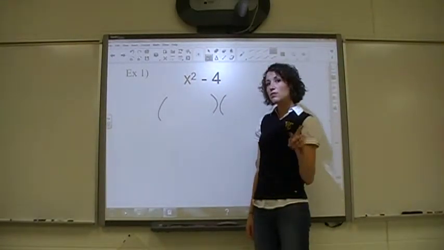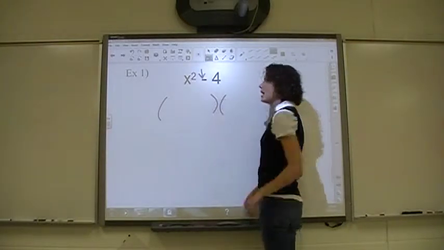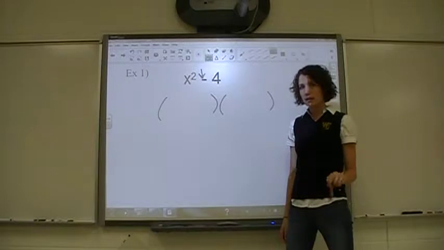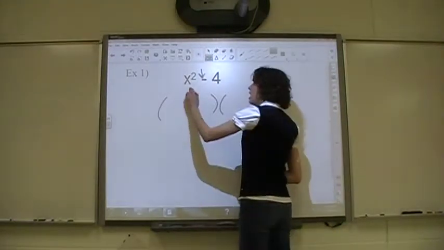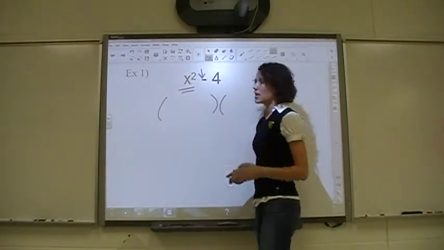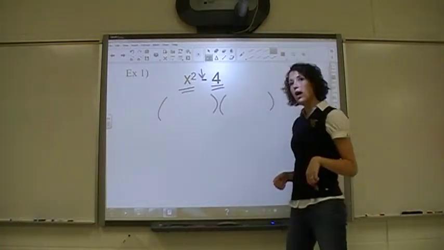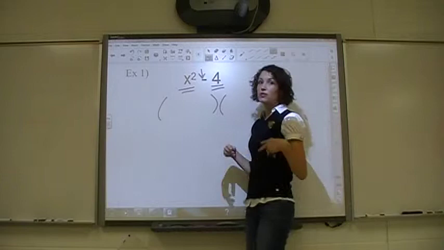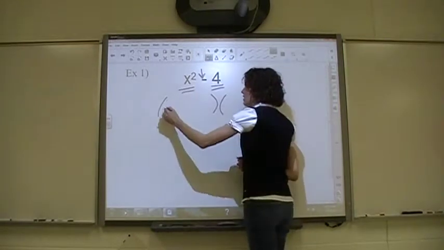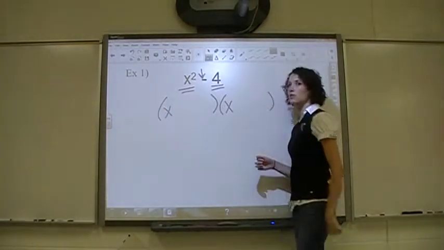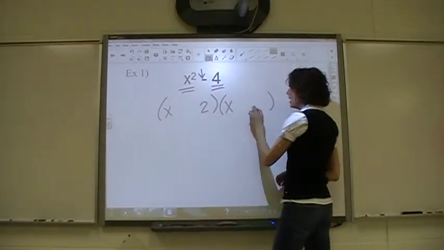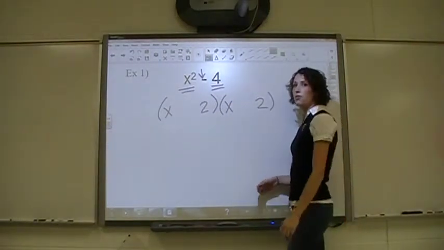Now the number one thing you have to make sure is that you have a minus sign right there because it is the difference of two perfect squares. Now if you recognize, x squared is a perfect square, so is 4. So what you want to do is split these up, okay? The square root of x squared is x and x, and we're going to put those in the front. The square root of 4 is 2 and 2, because 2 times 2 equals 4.